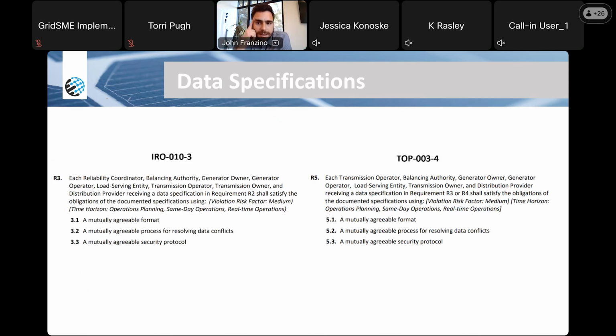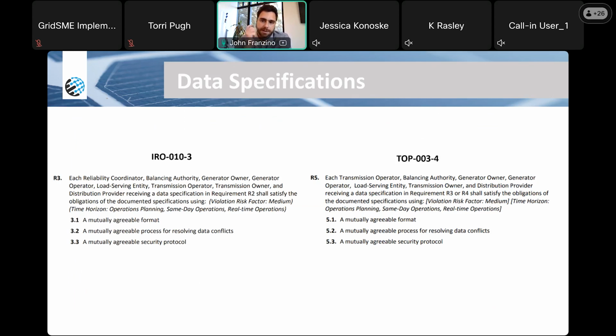All right, data specifications. So we see both IRO, family of standards, and TOP again. These are essentially, again, mirrored, just like we went through with the operating instruction requirements, to enforce a requirement on the generator operator and other entity types that they have to meet the requirements for data specifications and data transfer to both the reliability coordinator as well as their associated transmission operator.